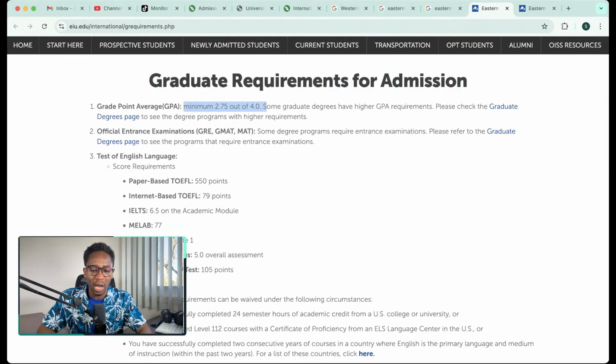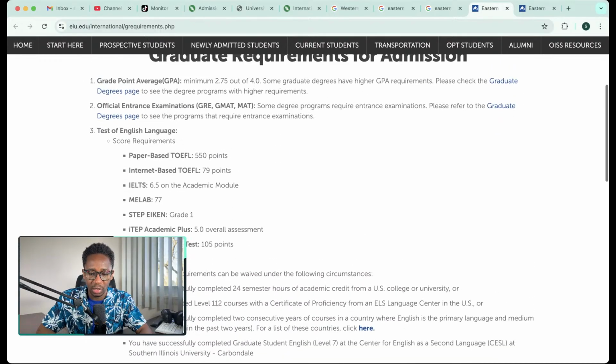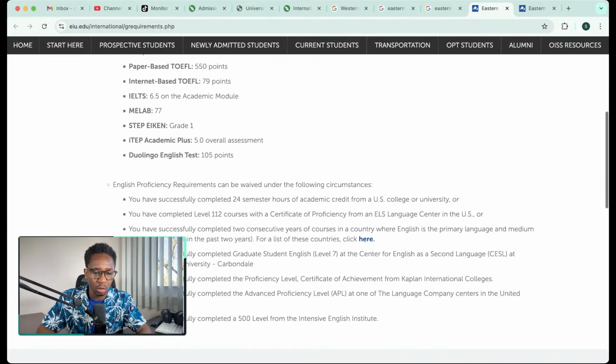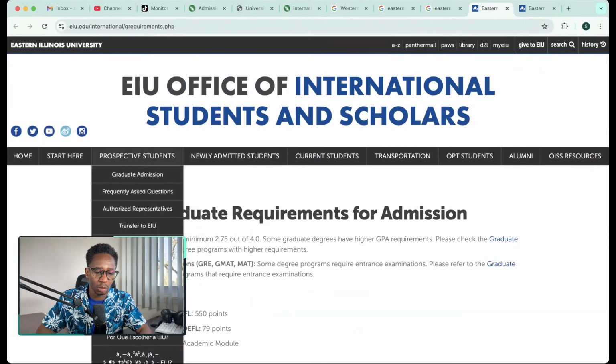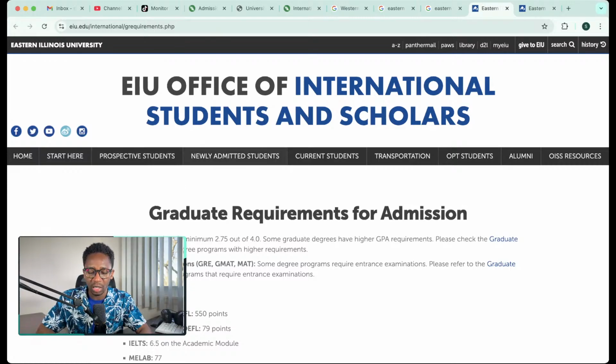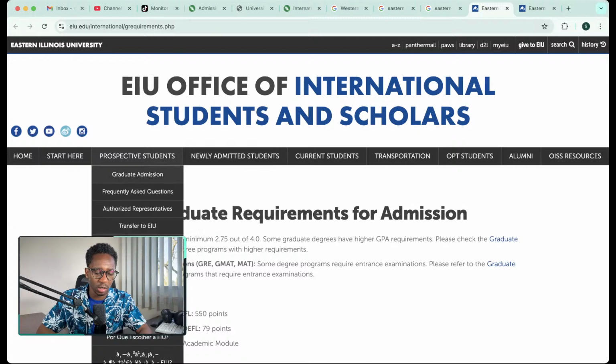So yeah, Eastern Illinois University, they require a minimum GPA of 2.75. If you want to consider Eastern Illinois University, some of the programs may require GRE, some may not. So it depends on which program you are interested in. They used to have an economics program, but they no longer have it. Maybe they didn't have money or something, so they decided to shut it down.